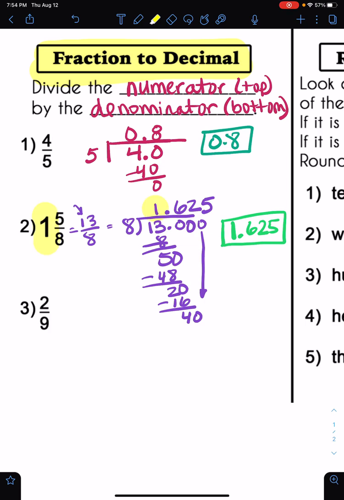Another way you could have done that problem is you could have taken the 1 from here and just known that our answer was going to be 1 point something, and just done the 5/8, or 8 into 5. 8 into 5 is 0.625. You just have to remember to keep that 1 on there.